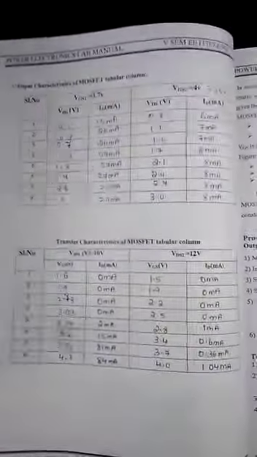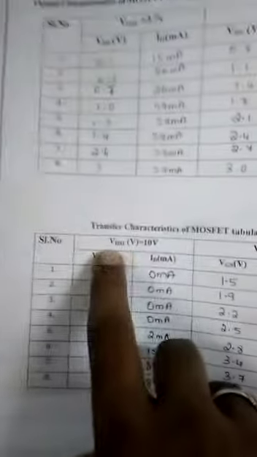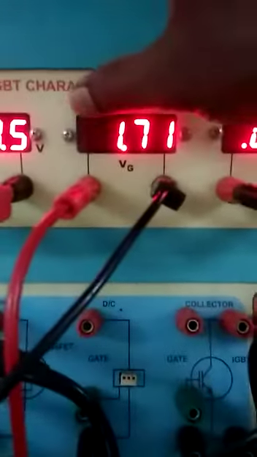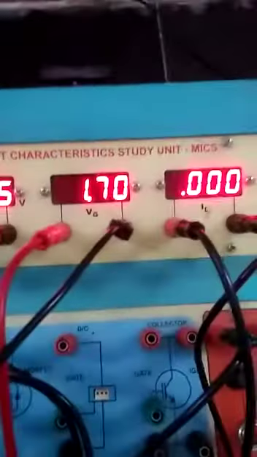Now I am explaining the transfer characteristic of the MOSFET. In the transfer characteristic, we set VDS to 10 volts, that is, the drain to source voltage is set to 10 volts. Using RPS2 we set 10.5 volts. After that, using RPS1, slowly vary RPS1. See the readings.